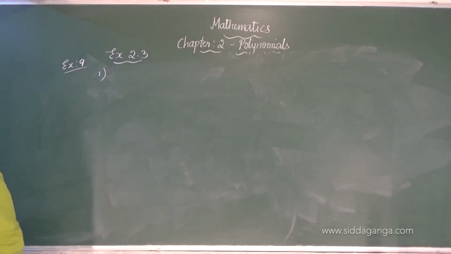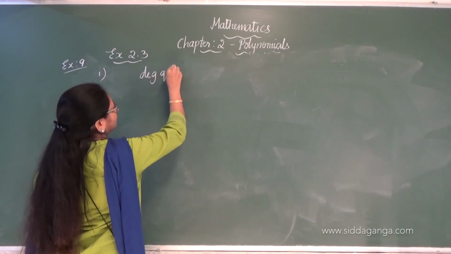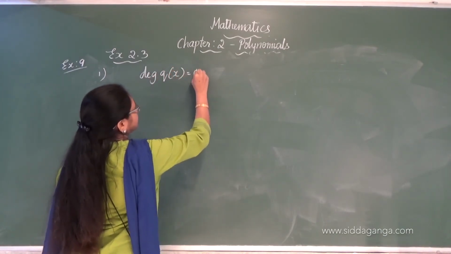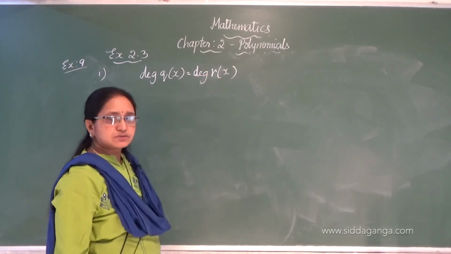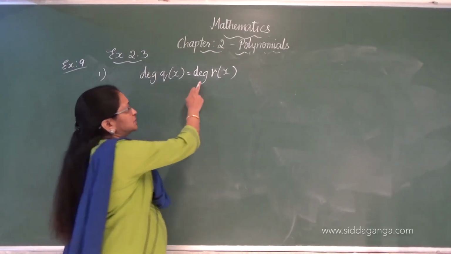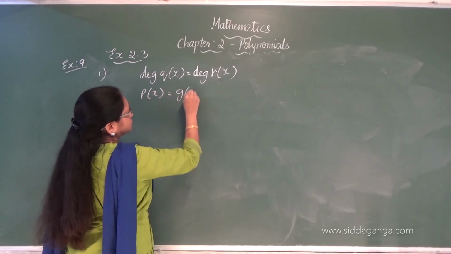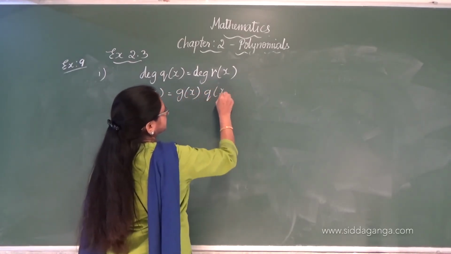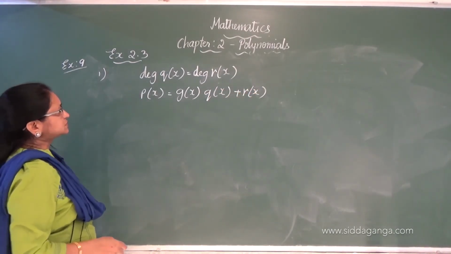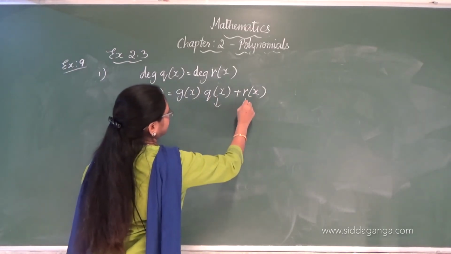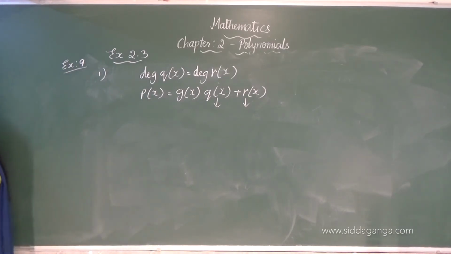So the next one is degree of q of x is equal to degree of r of x. Now this is the condition, and also it has to satisfy p of x is equal to g of x into q of x plus r of x. Now here just observe q of x and r of x, the degree should be equal.